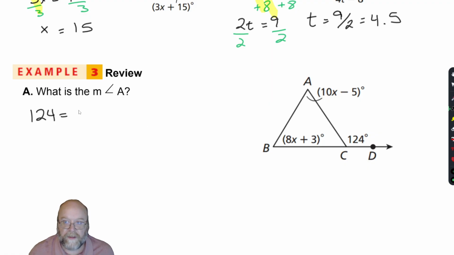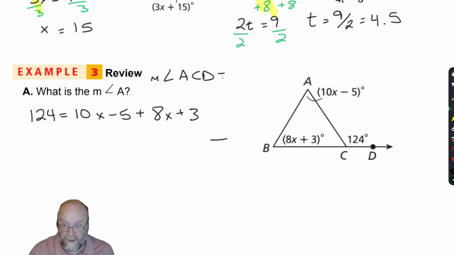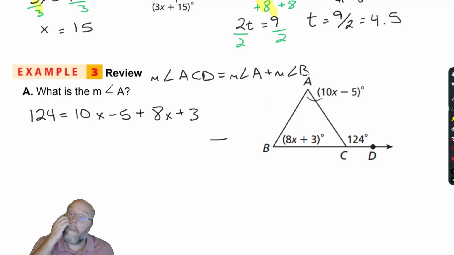Here's the remote interior angles. So it's going to be 10x minus 5 plus 8x plus 3. Once again, the theorem is, I'm just going to write it real quick. The exterior angle is equal to the sum of the remote interiors. I just substituted in this thing. Okay, so combine your like terms.